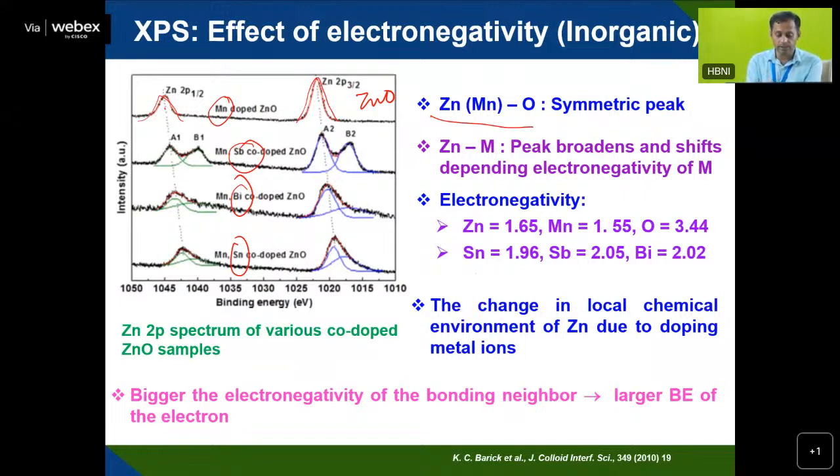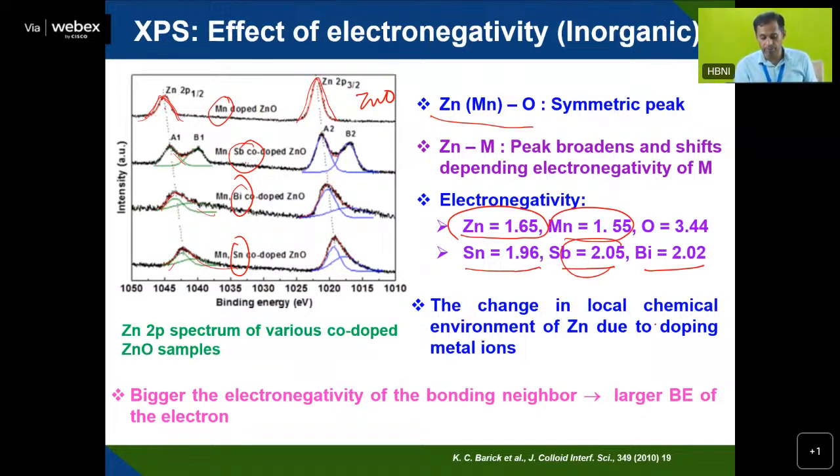So what will happen? The Zn peak in ZnM is symmetric, but going to tin it broadens towards the right side, bismuth broadens, and in the case of antimony it splits into two peaks. So the Zn peak in ZnM broadens and shifts depending upon the electronegativity of M. Zinc electronegativity is 1.65, manganese is 1.55, but tin is 1.96, antimony 2, and bismuth 2.05. Because of its high electronegativity, antimony is capable of splitting the Zn peak.